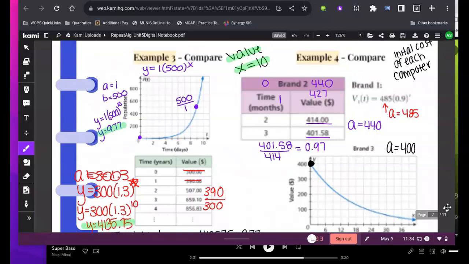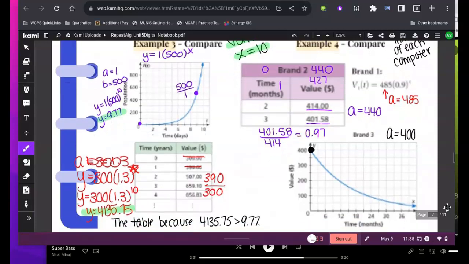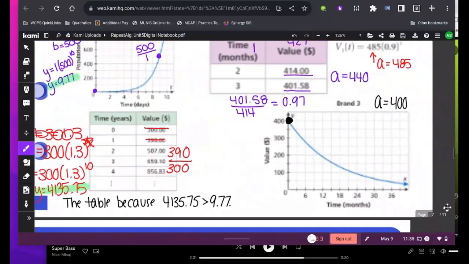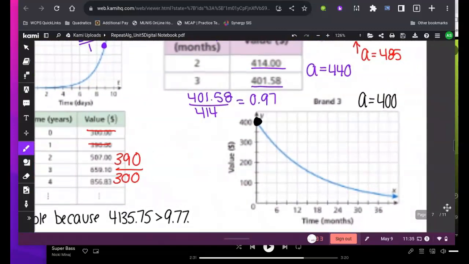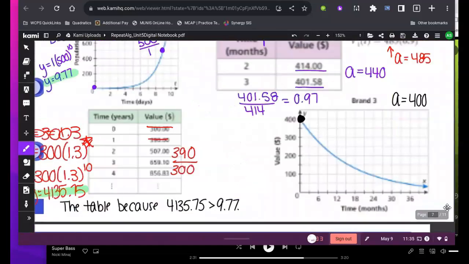So which brand should we buy our computer from? Brand 1, brand 2, or brand 3? Which brand is the cheapest? 400, 440, or 485? Which one is the cheapest? Brand 3, which is costing us $400. We want to go with brand 3 because 400 is the cheapest brand.